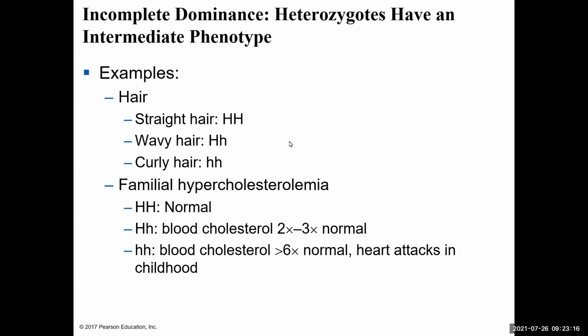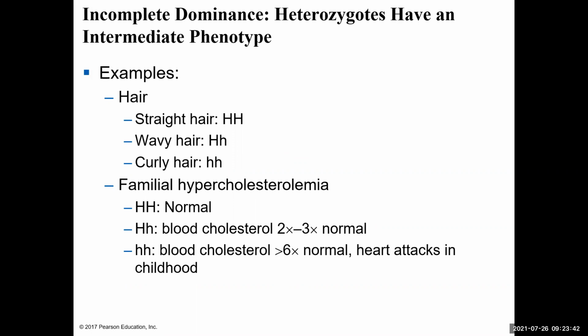With this video, we're going to talk about some examples when inheritance deviates from the typical dominant recessive, so complete dominance inheritance pattern. And one of the first ones we're going to talk about is incomplete dominance. And so incomplete dominance is basically when you have an intermediate form between the dominant and the recessive trait.